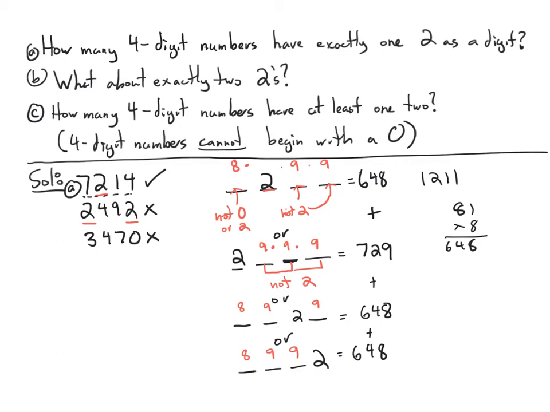So, using our rules for the additive and multiplicative principles, all we have to do, let me make a little bit of room here, is add these together. 648 plus 729 plus 648 plus 648. And we get 2,673 different 4-digit numbers that have exactly one 2 in it. So that's pretty cool. Let's move on and do the other 2 problems.